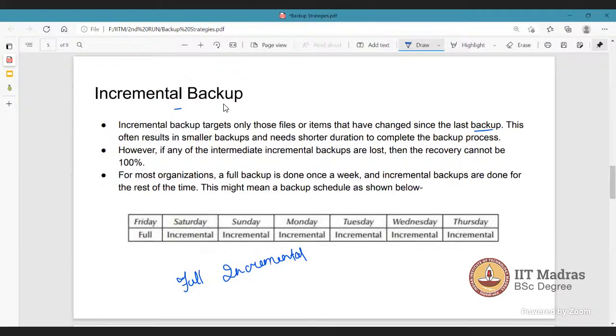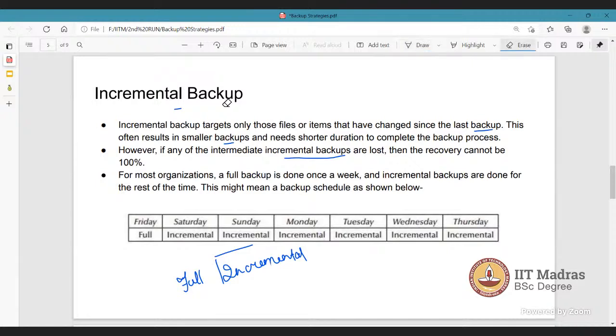So whatever changes are made on this day will be backed up. Similarly, it will back up everything changed since the last backup. Since it results in a smaller backup, it also needs a shorter time to complete the backup process. However, there is one disadvantage: if any of the intermediate incremental backups are lost, then the recovery cannot be done 100%.